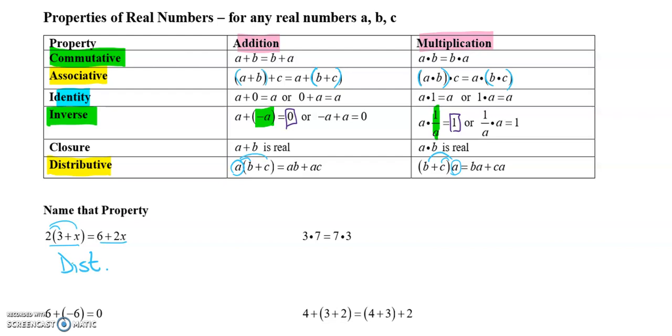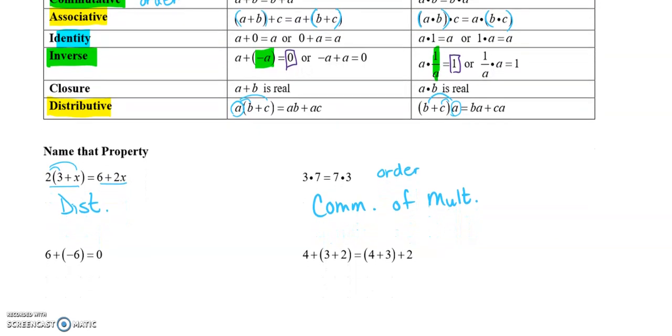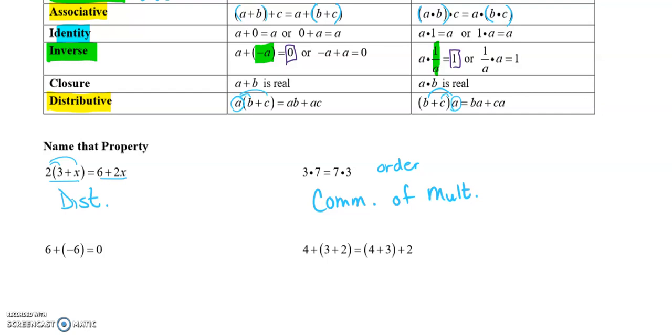The next one we look at, we've got 3 times 7 equals 7 times 3. So this is about the order. The order has changed. That is the commutative property. And this would be commutative of multiplication, if you want to be technical, because it was the operation of multiplication. If we look at the next one, we've got 6 plus negative 6 equals 0. We're getting to that 0, that is the inverse property. And this would be of addition, because we were adding the inverse in that case.